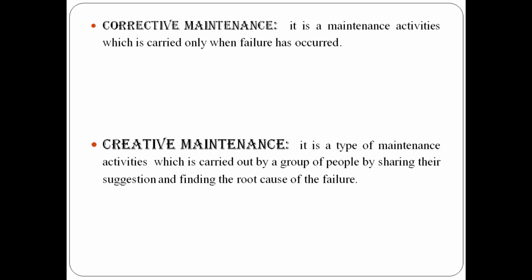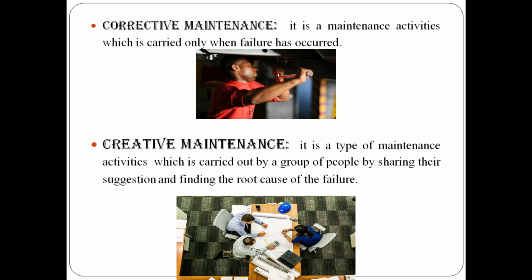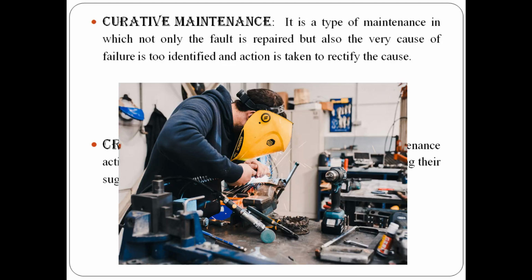Now, let's move to the second type, that is creative maintenance. As the failure has occurred, effective maintenance activities must be implemented. So, it would be better to review the suggestions of the worker or technician instead of individual inaction, to prevent repetitive failure. The third type is curative maintenance.